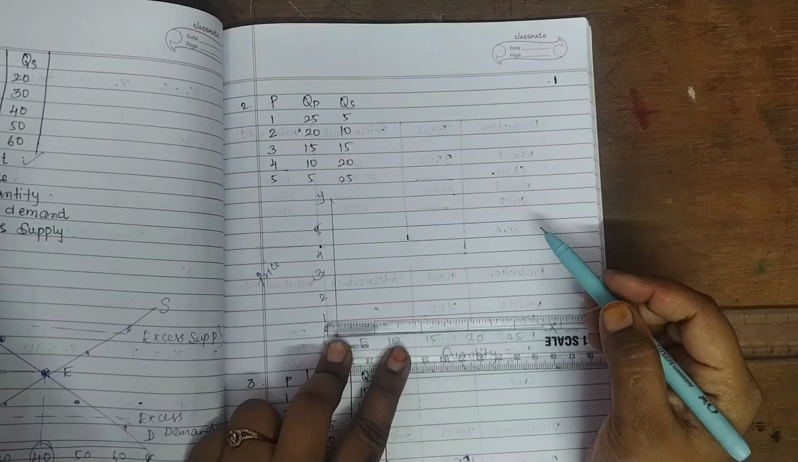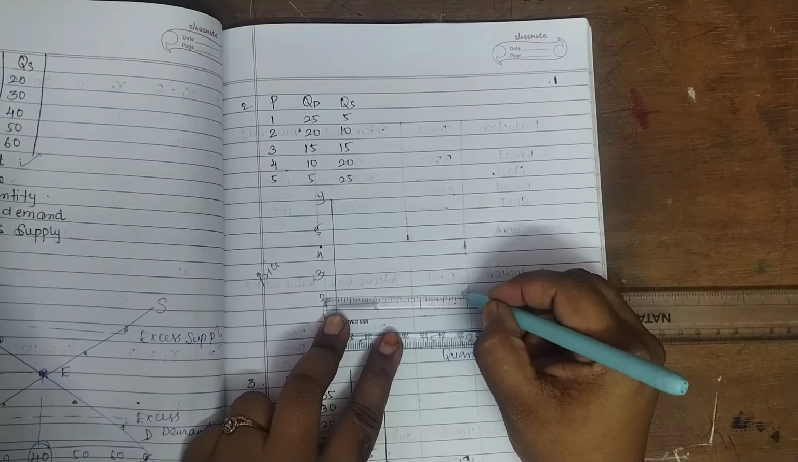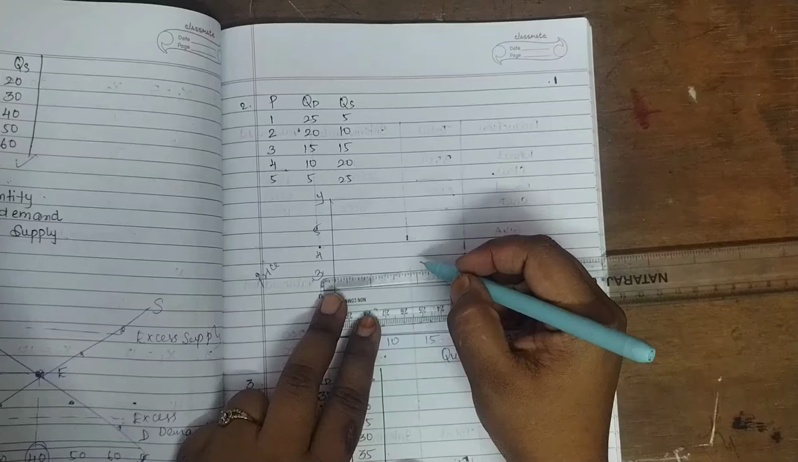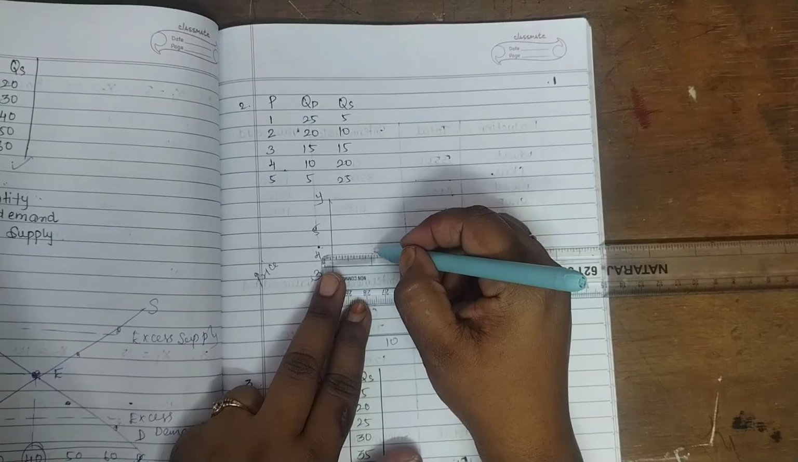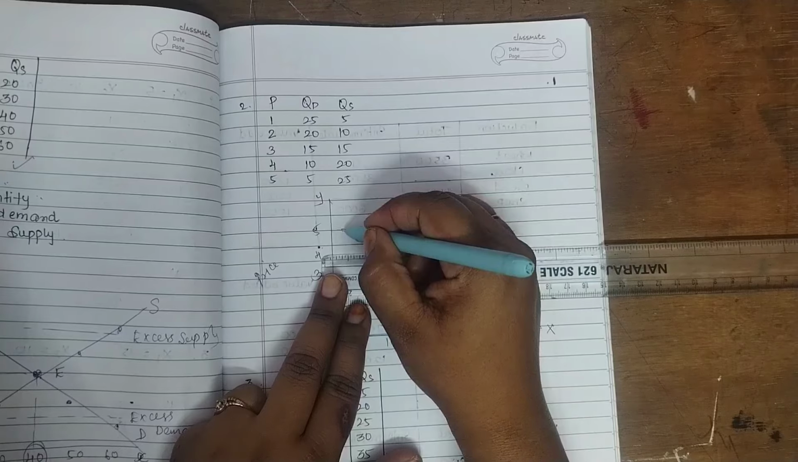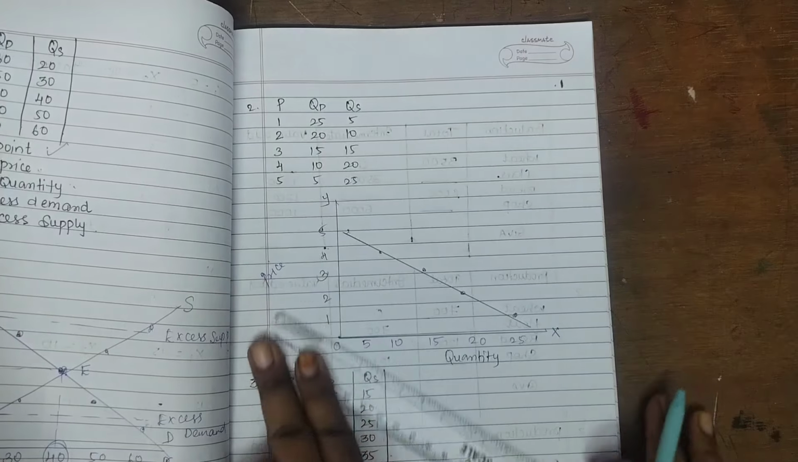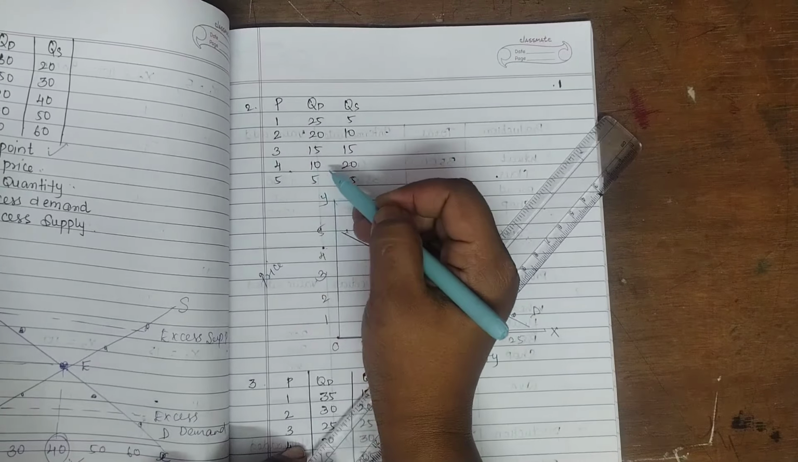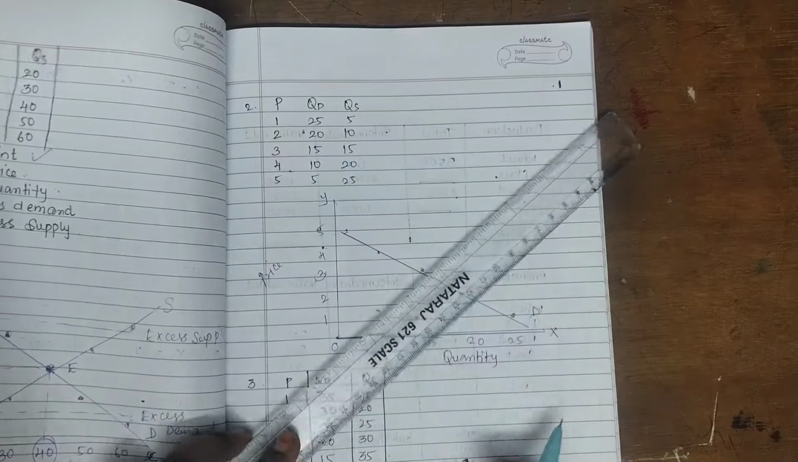1 is equal to 25, 2 is equal to 20, 3 is equal to 15, 4 is equal to 10, 5 is equal to 5. So let's mark. So this is your demand curve. What is the demand curve? As the price is less, demand is high. Price is more, demand is less.